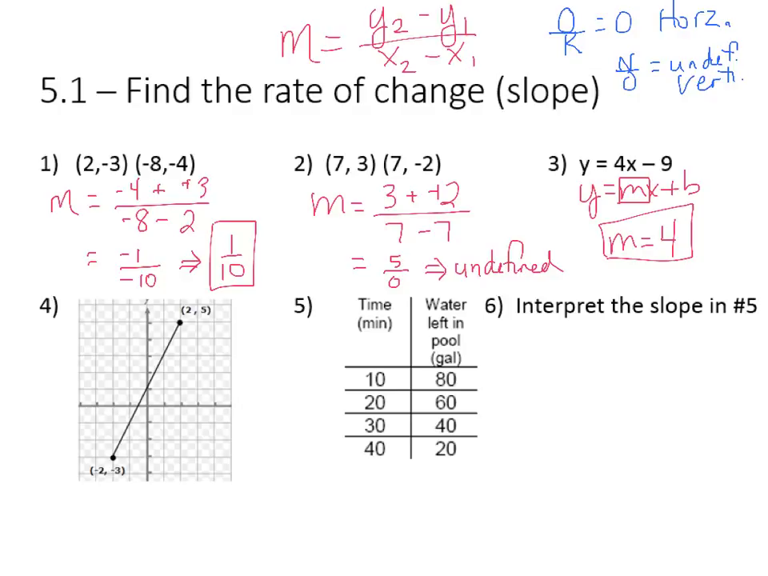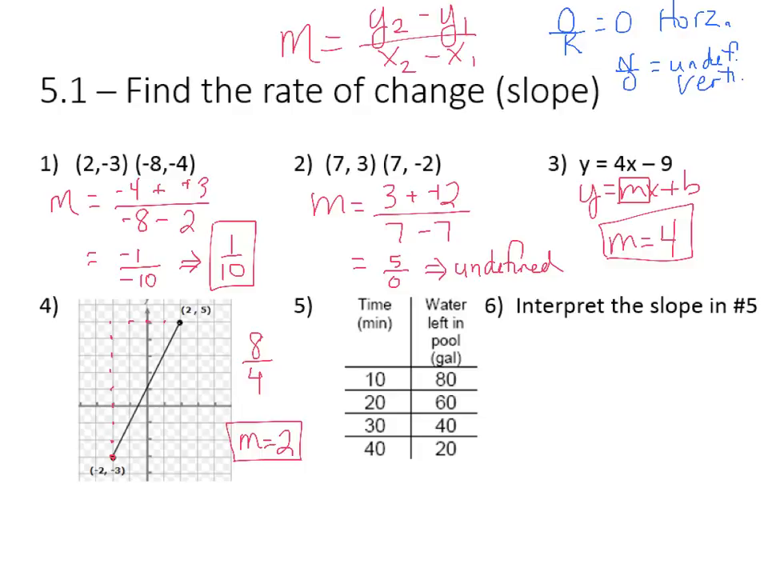A different type of problem might be a graph where you have to count your rise and your run. So you pick your leftmost point, so that's this one here, and you count your rise. 1, 2, 3, 4, 5, 6, 7, 8. And your run is 1, 2, 3, 4. And if you reduce that, that would reduce to 2 over 1, or just 2.